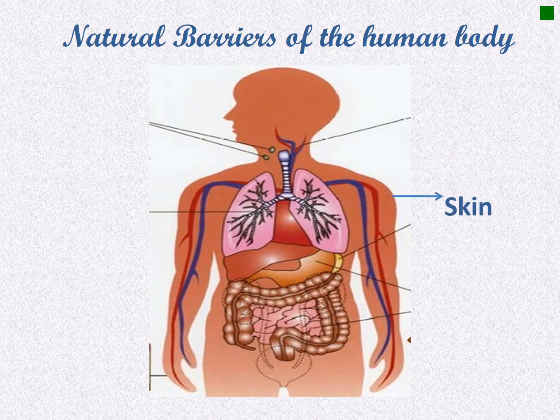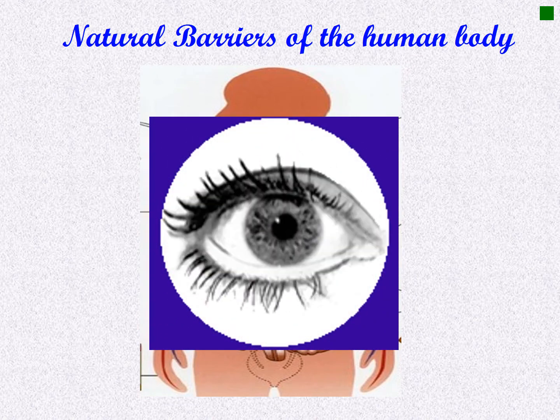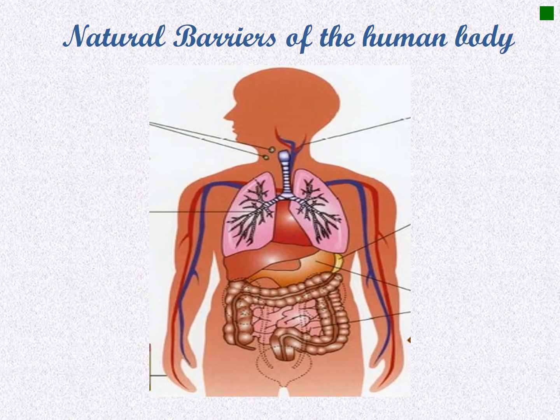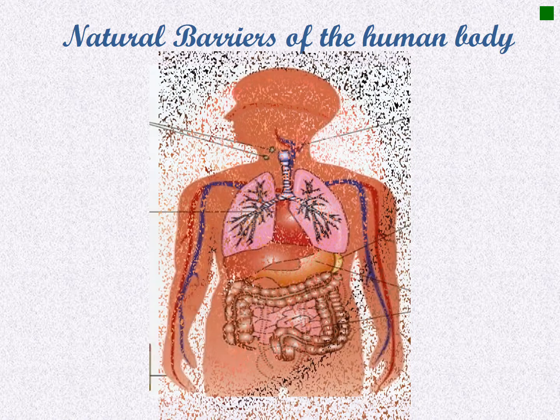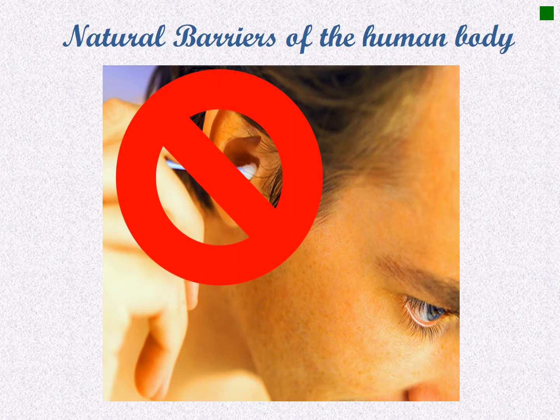We have first the skin. Second, we have the eyes. Also, we have special natural barriers that are found inside the ears. For the eyes, they are the tears. So in the ears, we have special natural barriers, which is represented by the wax inside the ears. So you have to stop using this because it's harmful to our ears.